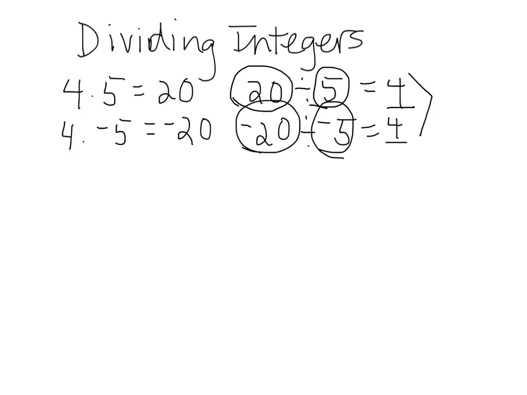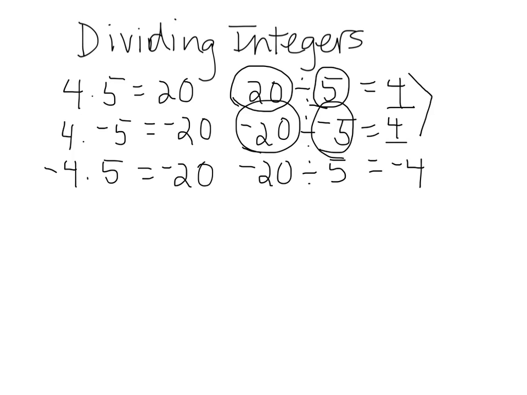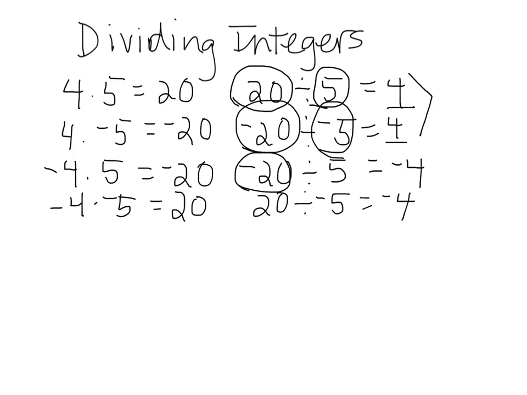So hold that thought. The next type would be negative 4 times positive 5. That also equals negative 20. The inverse of that is negative 20 divided by positive 5. Notice there's a negative and a positive. That equals a negative. And the final type of problem would be negative 4 times negative 5 is positive 20. So positive 20 divided by negative 5 is negative 4. Notice that these have different signs, or one negative, and they turn out to be negative.